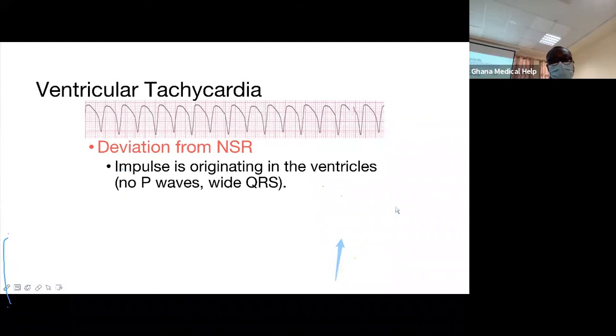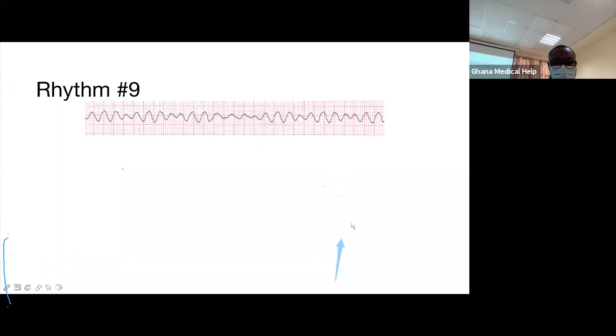We said that the way the heart is, if the main man stops generating impulses, somebody else will take over. If you don't love your wife, somebody will take her. So it's the same way. The SA node fails to generate, and the ventricles take over. So there are no P waves, and they have a widened QRS.